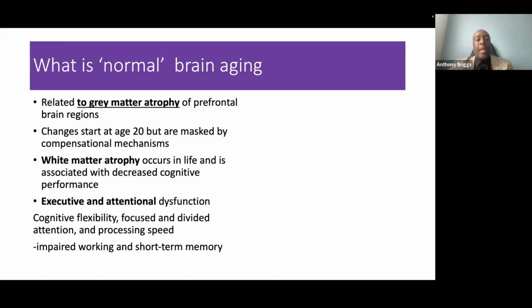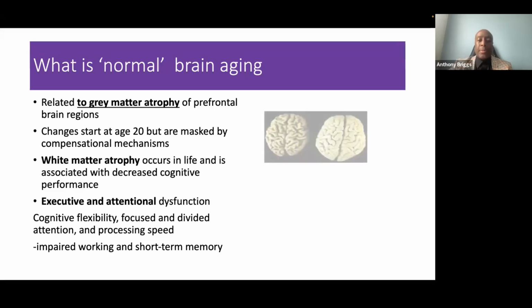So what is normal brain aging? It is related to gray matter atrophy of prefrontal brain regions, changes that start at age 20 but are masked by compensatory mechanisms. White matter atrophy occurs later in life and is associated with decreased cognitive performance and executive and attentional dysfunction: cognitive flexibility, focused and divided attention, processing speed, and impaired working and short-term memory.